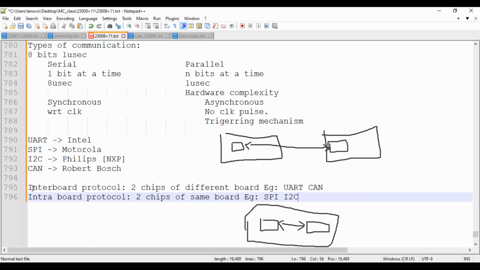So in inter-board protocol, the communication happens between two chips of two different boards. In intra-board protocol, communication happens between two chips of the same board. Depending on the communication you want to establish, you have to choose the communication protocol. This is the theory of communication protocols. Any doubts? Okay, take a break of 2 minutes. We will start with the first communication protocol.